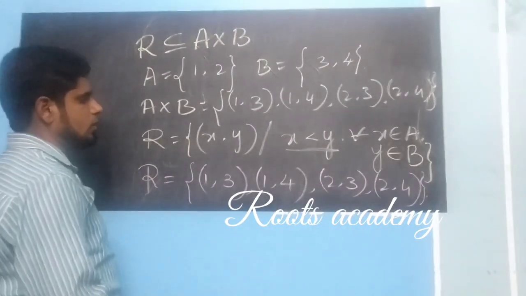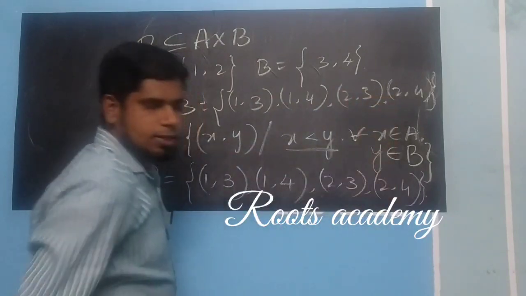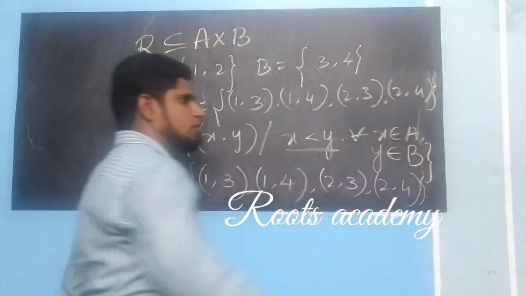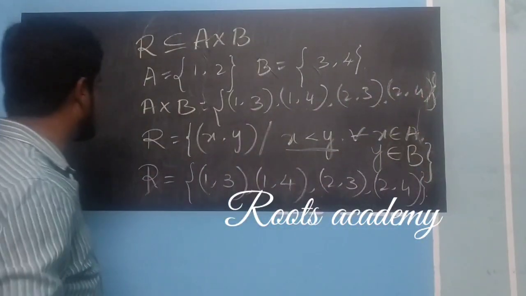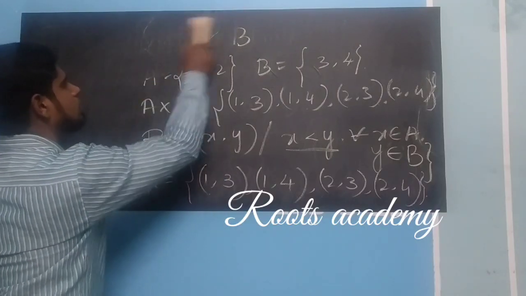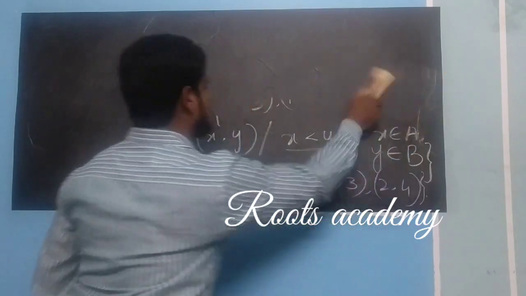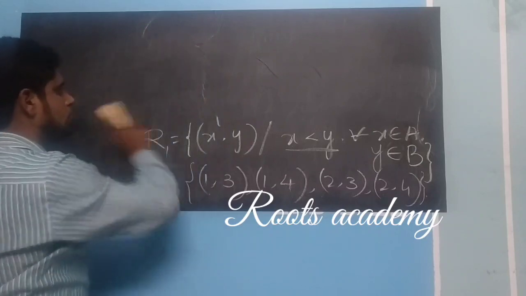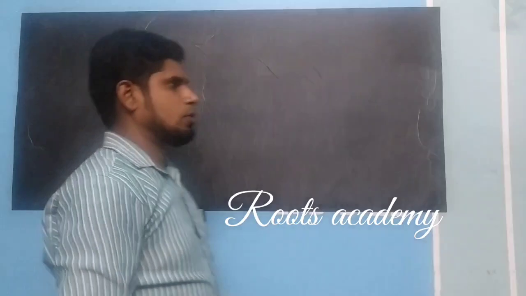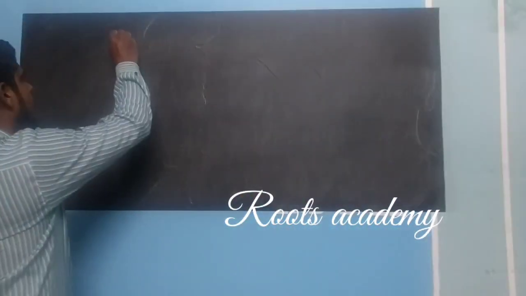So we can see that this is a subset of A cross B, because every set is a subset of itself. This is called the first example. We will take one more example to understand the definition of relation in a better way.